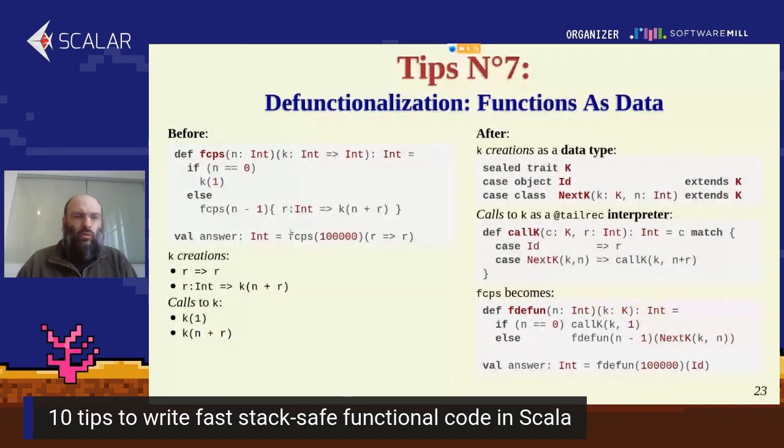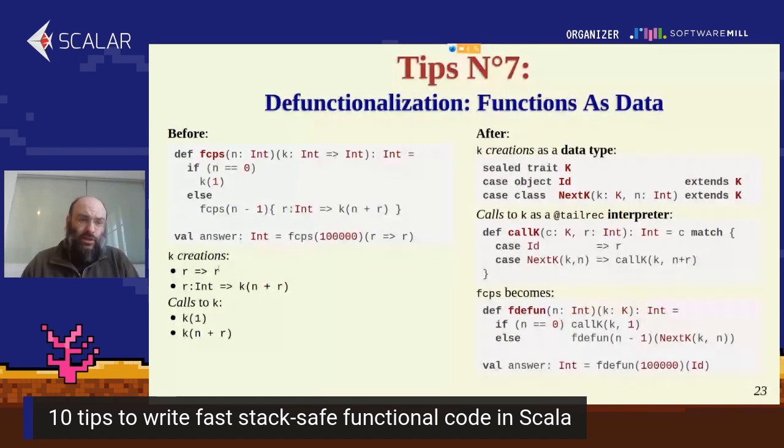So what arguments are we providing to FCPS? Here we provide FCPS with the argument 3, with this argument, like 100,000. And as k, we give the argument the identity function. So one of the possible k values is the identity function.